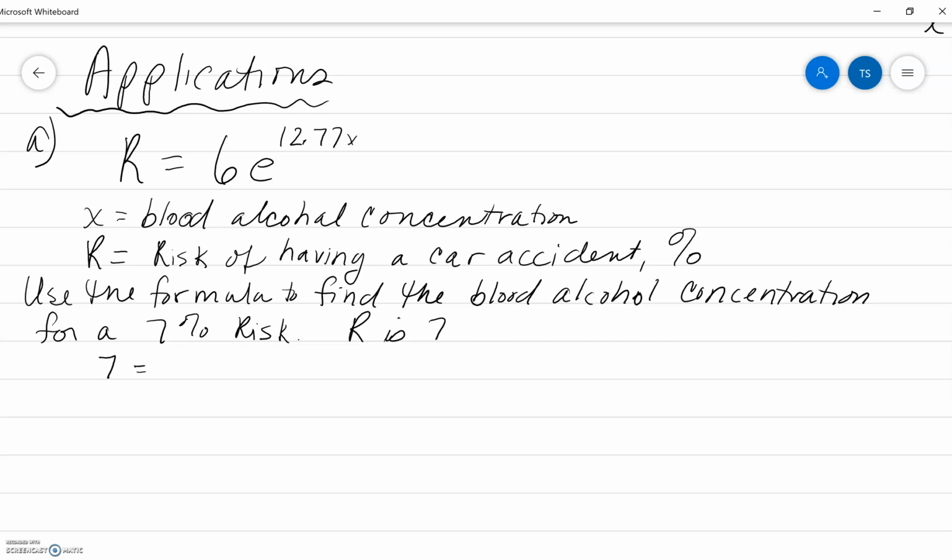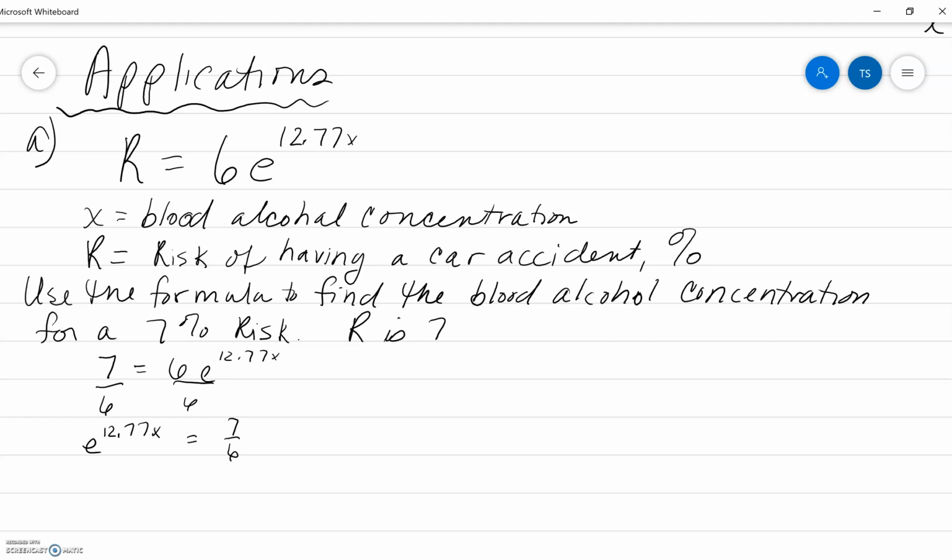So we're going to have 7 equals 6e to the 12.77x power. First thing we're going to do is divide by 6. I'm going to leave that as a fraction. I know, my other favorite F word. It's going to equal 7 over 6. I just flipped over that equation. Don't let that scare you.